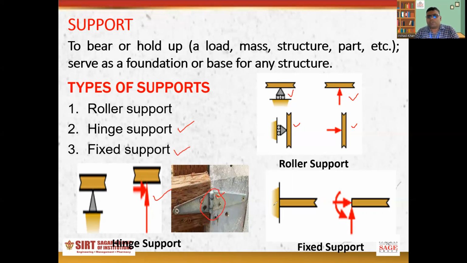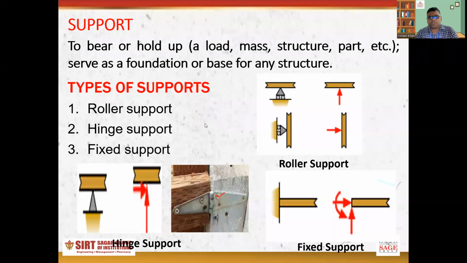In fixed support, one end is completely fixed. So if one end is completely fixed and we draw the free body diagram, there will be one horizontal, one vertical reaction, and one moment as well. So this is about the support and its styles. Let's understand the type of beam and type of load.